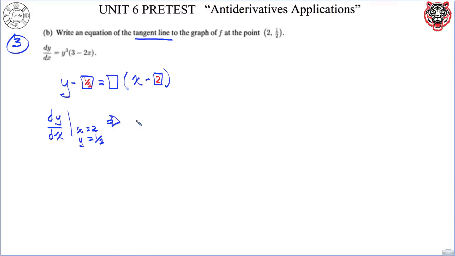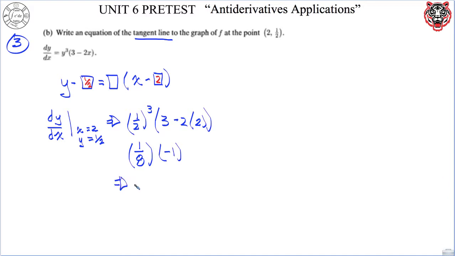When I do that, I plug it in, and y was 1/2, then cubed. I'm just rewriting this thing, now plug it in. So 3 minus 2 times, and x was 2. So 1/2 to the power of 3 is 1/8. And 2 times 2 is 4, 3 minus 4 is negative 1, so it's 1/8 times negative 1, and our final answer here is negative 1/8. So that is our slope, negative 1/8, and that's all we need to write. We have our equation done.